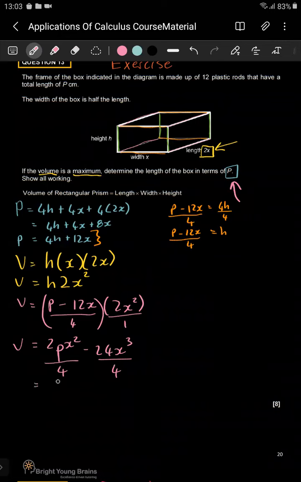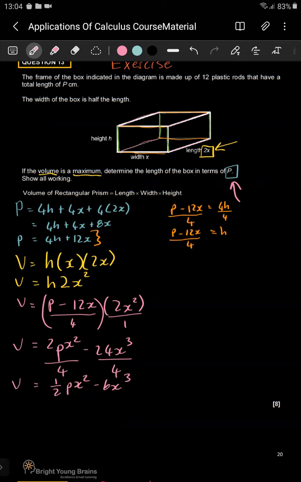And then you will technically have a half px squared minus, what is 24 divided by 4? I think that's a 6, right? So it's going to be 6x cubed. So this is an equation of volume.